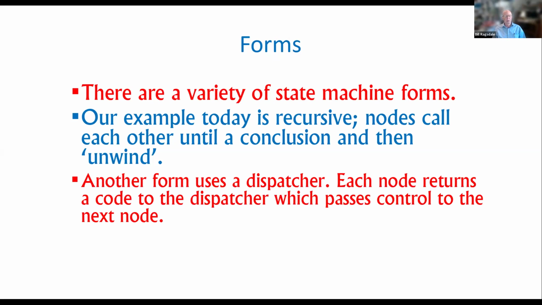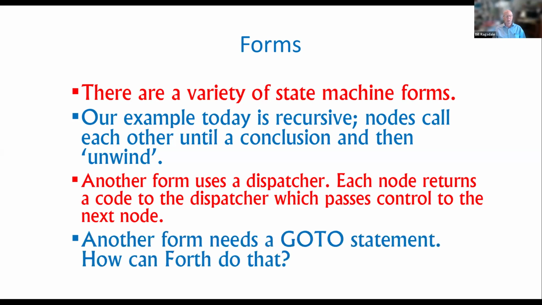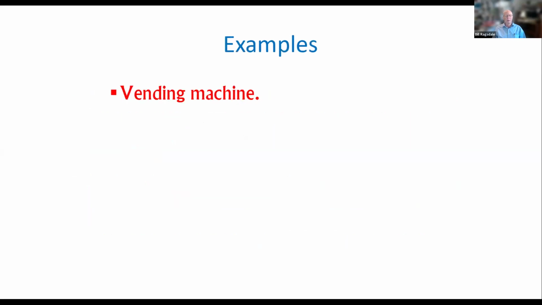Another form can have a central dispatcher, meaning an executive program, and the executive program then calls each node in turn, and each node gives a return code back to the dispatcher telling which node is to execute next. A version, you might say, of a go-to, where each node sets up a new destination for the dispatcher. That's a form that needs a go-to statement.